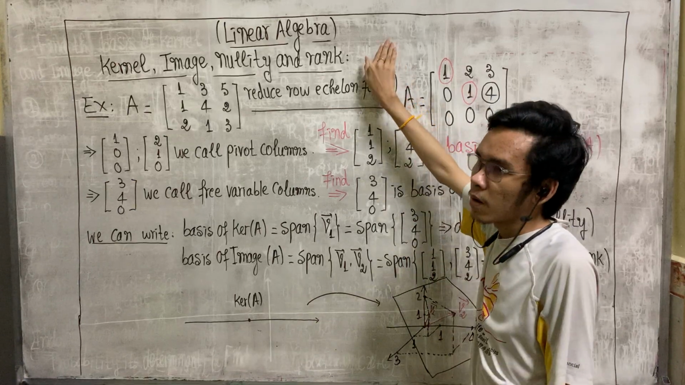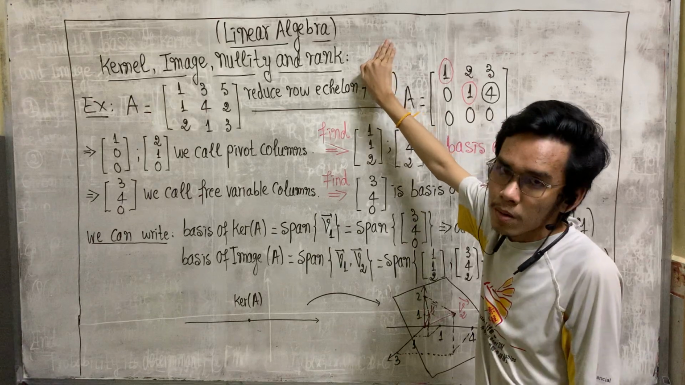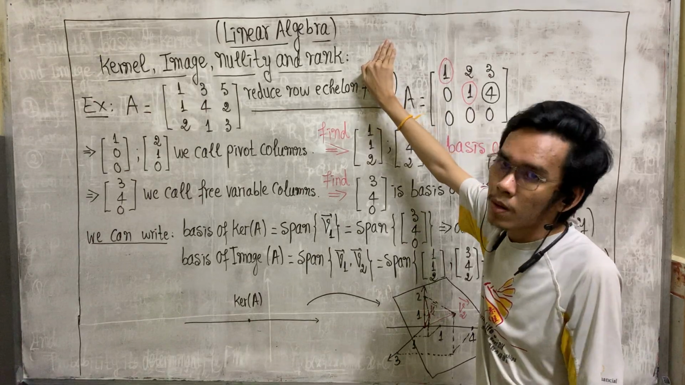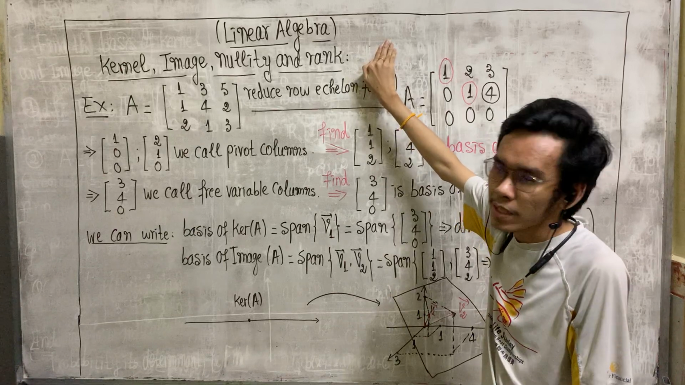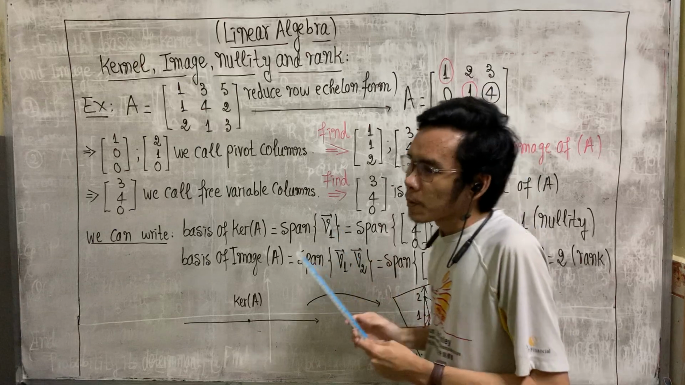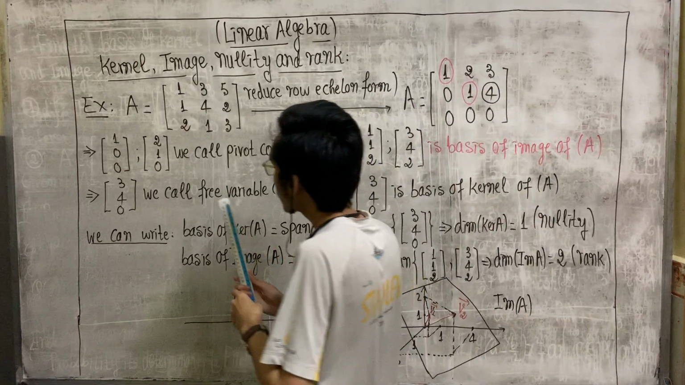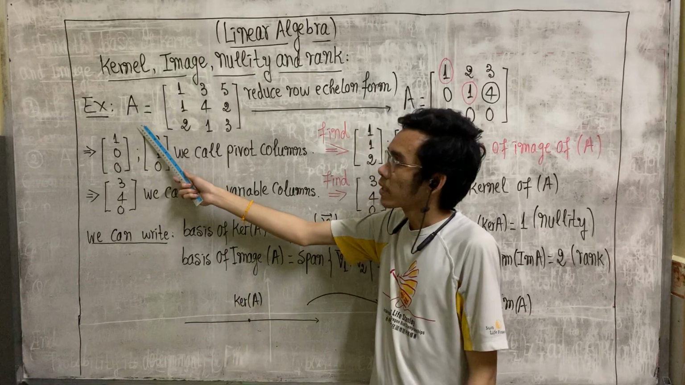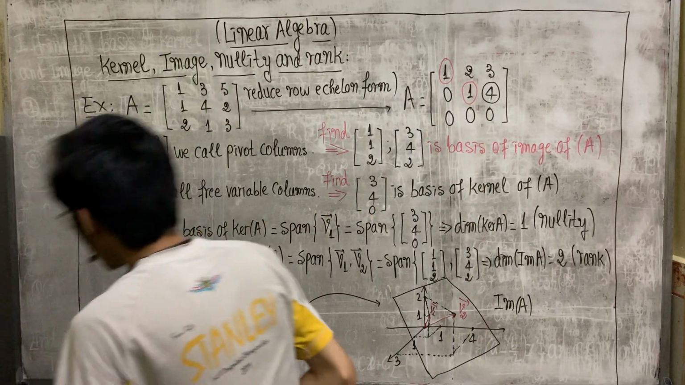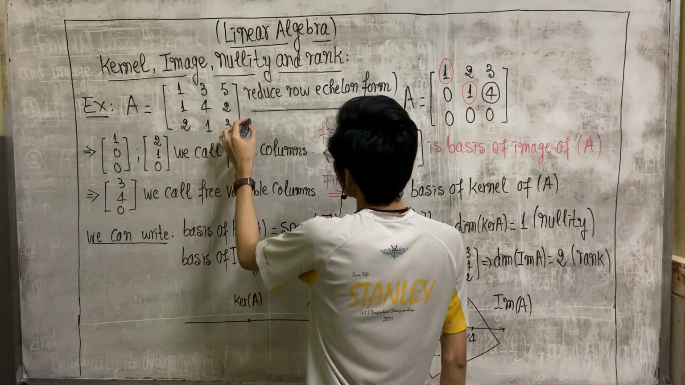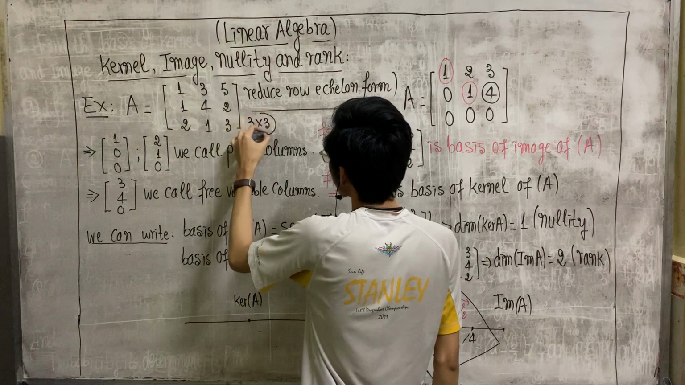We know already the matrix has a lot of algebra, or we can say that matrices have a lot of calculation in them. For example, if I have the matrix A, we call it a 3 by 3 matrix.